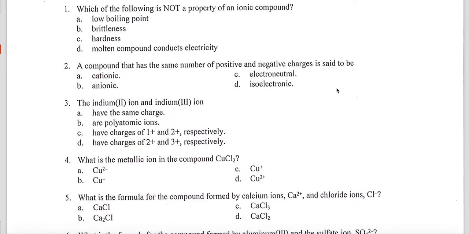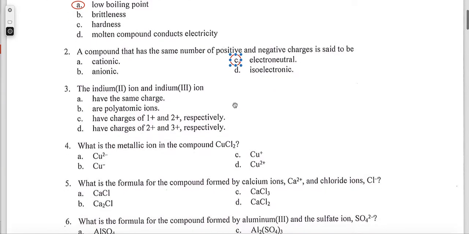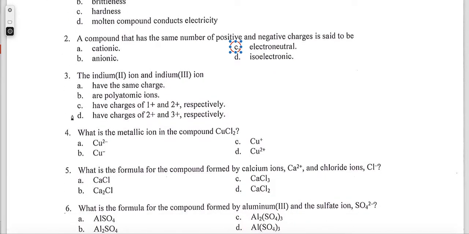Which of the following is not a property of an ionic compound? Ionic compounds are metal and non-metal, so the only one that doesn't count for us is letter A. A is not talking about an ionic compound. Number 2, a compound that has the same number of positive and negative, so positive 1, negative 1, they are neutral. Number 3, the charges are the Roman numerals, so that makes this one letter D.